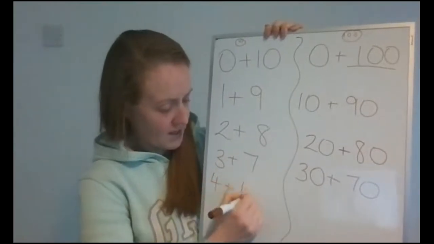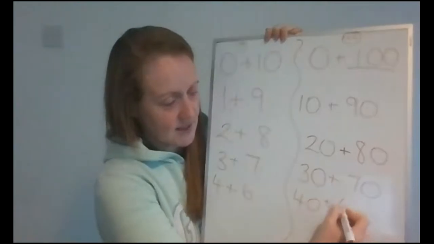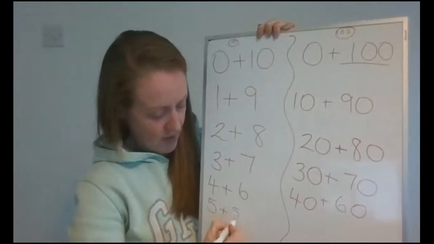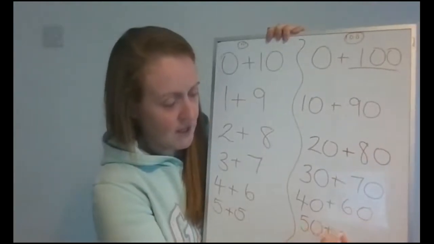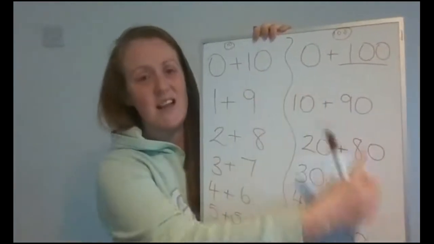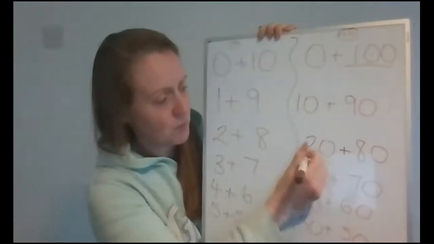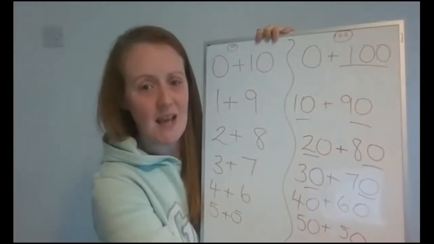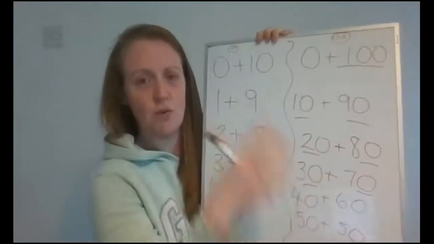Then we've got 4 and 6 becomes 40 add 60. And our last one down here, 5 and 5 makes 10. If we times them by 10, it becomes 50 add 50. So our number bonds to 10 link directly to our number bonds to 100, our multiples of 10 to 100. Okay, and these are multiples of 10 because they all sit in the 10 times table. So that's pretty straightforward, and I'm sure that you can all do this.